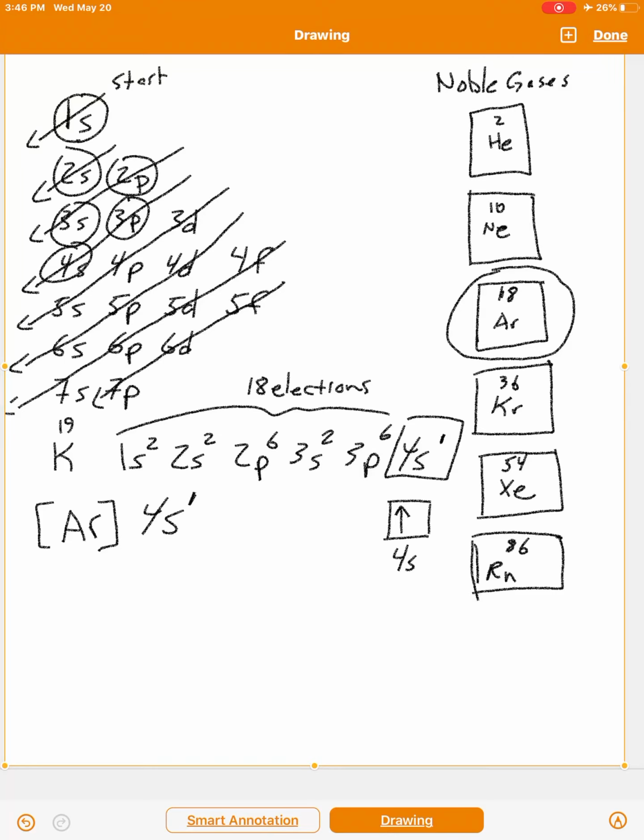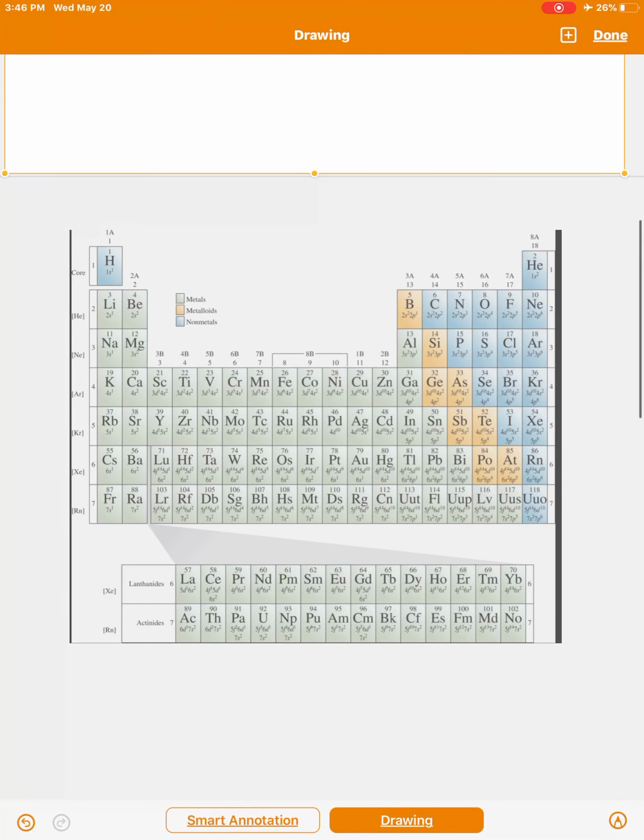Okay? So now what I'm going to do is I'm going to jump down to a version of the periodic table here. And what we'll do is we'll say, look, here over on the far left is potassium. Look for potassium, element number 19. Potassium, its outermost electron is 4s1. And see how under the symbol for potassium they just show 4s1?